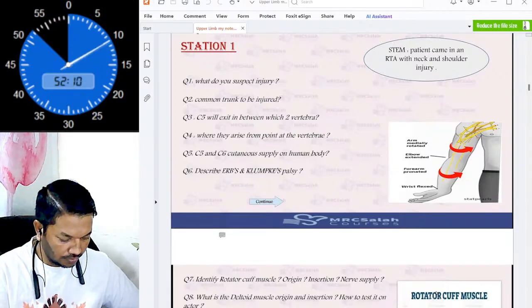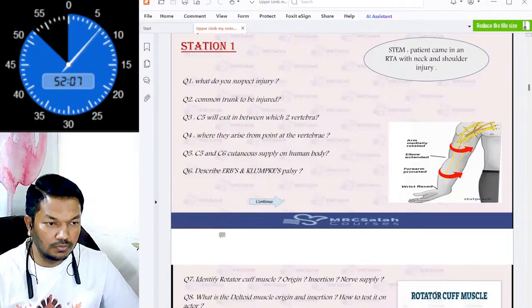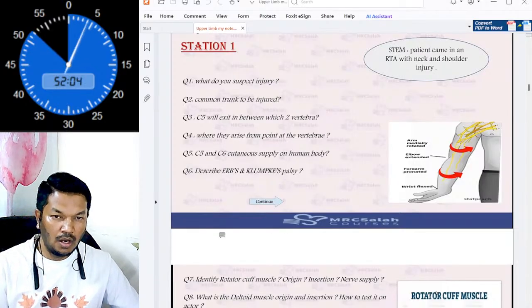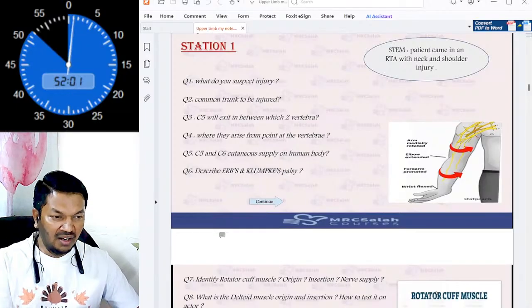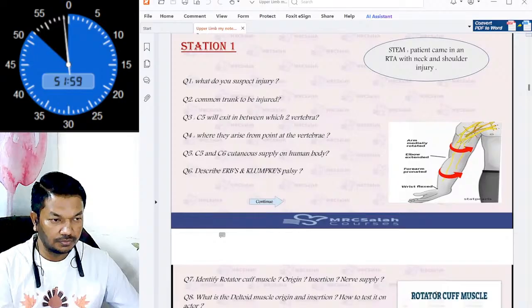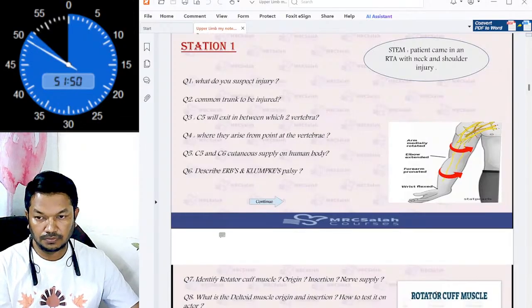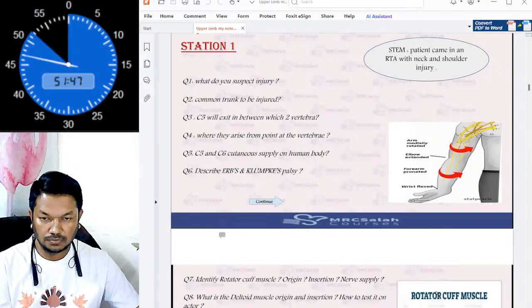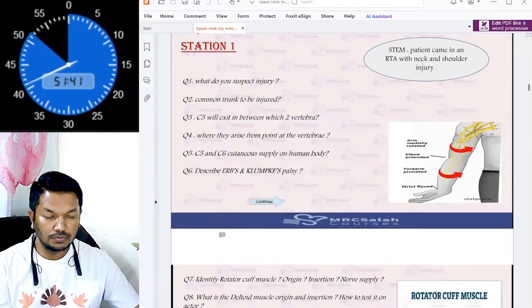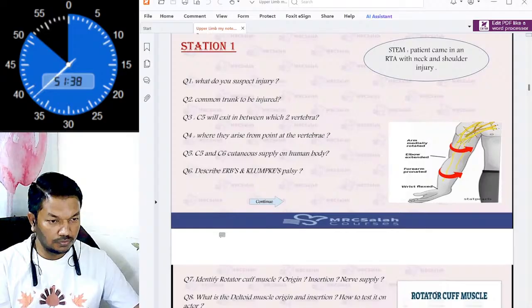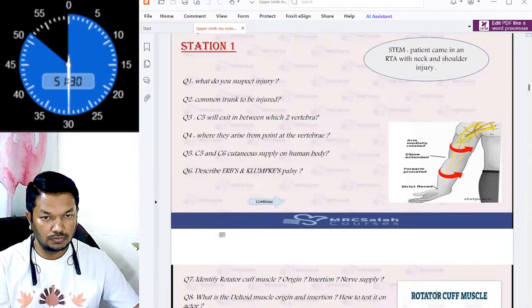Deltoid muscle originates from the lateral part of the clavicle and spine of the scapula, and it inserts into the deltoid tuberosity of the humerus, and nerve supply is the axillary nerve. Action: it has three fibers, anterior, middle, and posterior. Anterior fibers cause flexion and medial rotation, posterior fibers cause extension and lateral rotation of the arm, and middle fibers cause abduction of the shoulder joint from 15 to 90 degrees.